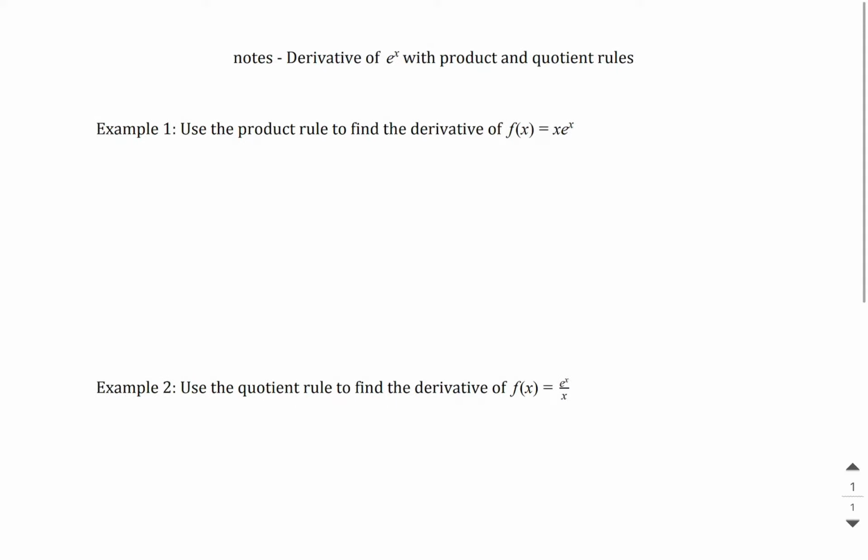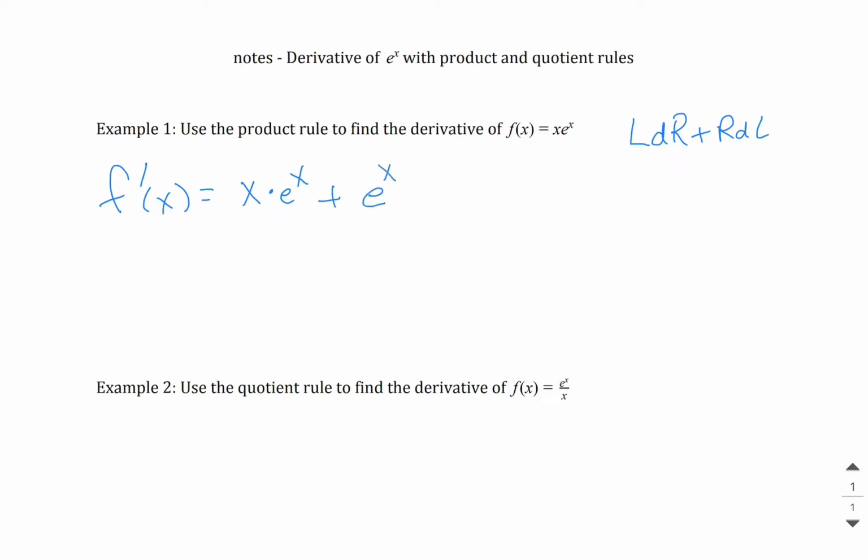Now, if we remember, our product rule is left d right plus right d left. So our left function is x and our right function is e to the x. So if we want to find the derivative, we're going to have f prime of x is equal to, our left is x times the derivative of the right. Now, the derivative of e to the x is just e to the x, so times e to the x, plus our right function, which is e to the x, times the derivative of the left. The derivative of x is 1, so times 1.